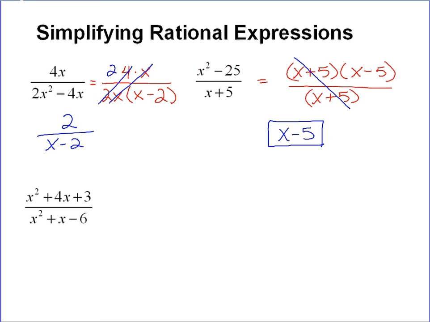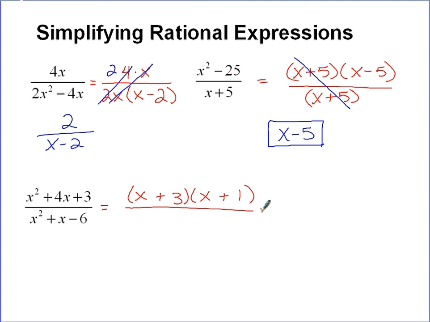Okay, last problem down here on the bottom. Both of them, I'm going to try to factor them. So this top one is going to factor to, let's see, x times x is x squared. My two numbers here have to multiply to 3. There's pretty much only one choice for that, 3 times 1. And those add to 4, so that's good.